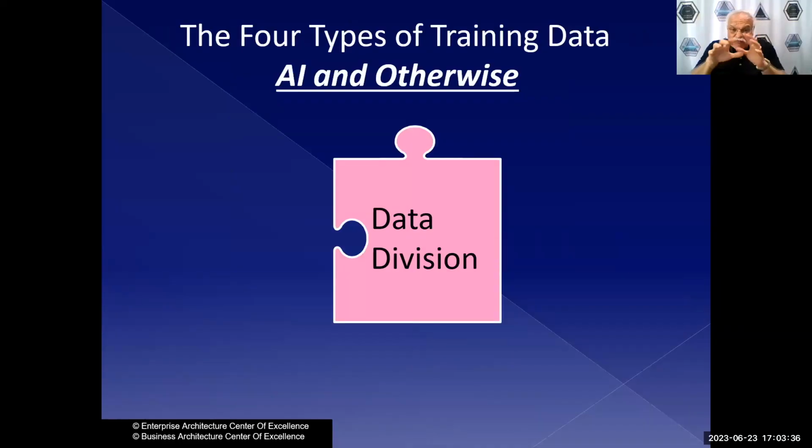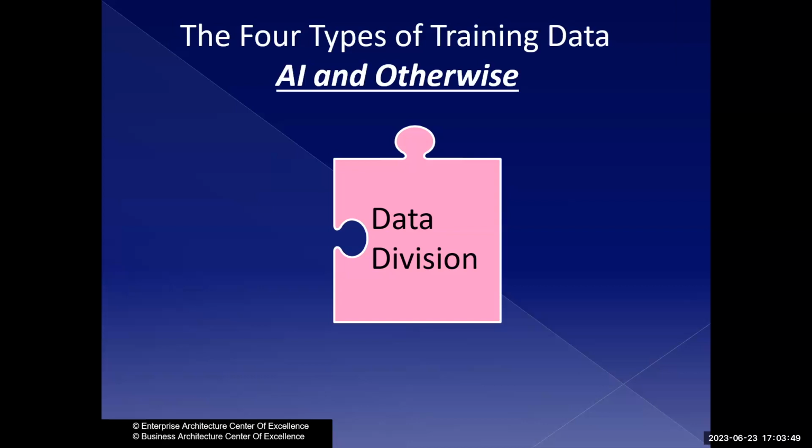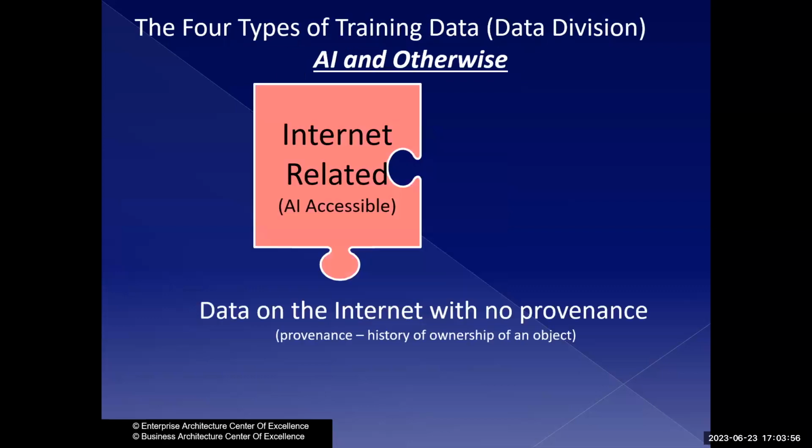Turns out there are four types of training data involved in artificial intelligence and otherwise, by the way. But let's just look at artificial intelligence and take a look at this. The first area, and that is the most common, is internet-related data, and that is AI accessible. It's just out there. And data on the internet has no provenance.